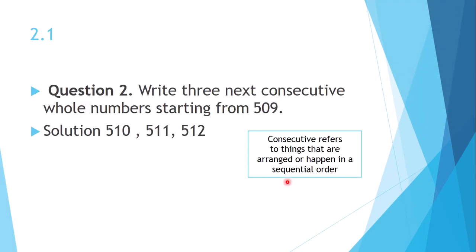Now, let's discuss question number 2 of exercise 2.1. It says: write the 3 next consecutive whole numbers starting from 509. Before solving the question, let me tell you the meaning of consecutive. Consecutive refers to things that are arranged or happen in a sequential order. Sequential order means one after another. So you have to write down 3 numbers after 509. So 510, 511, 512 are the 3 consecutive numbers.